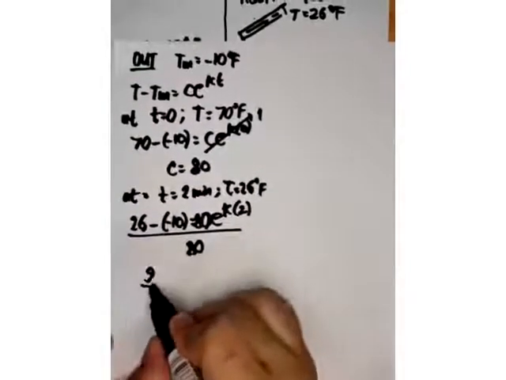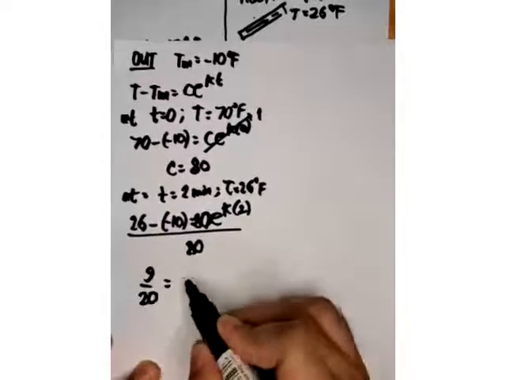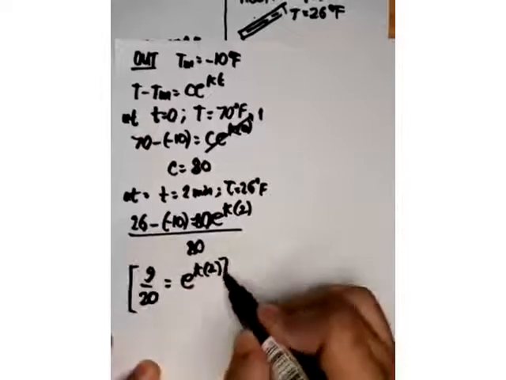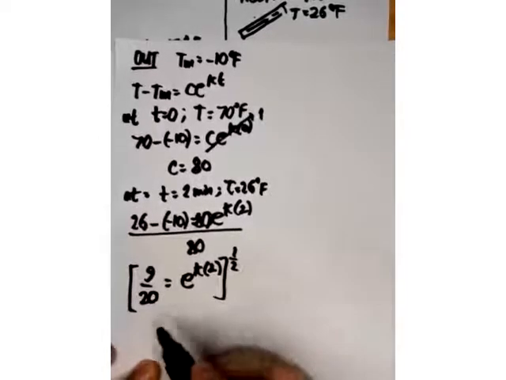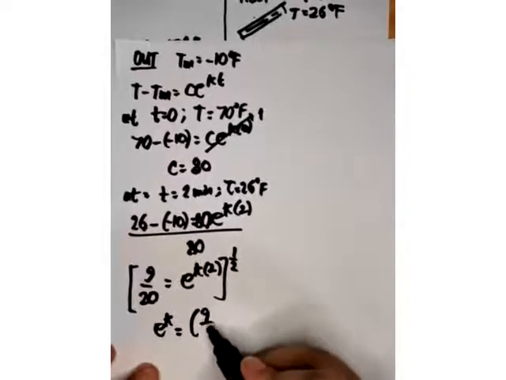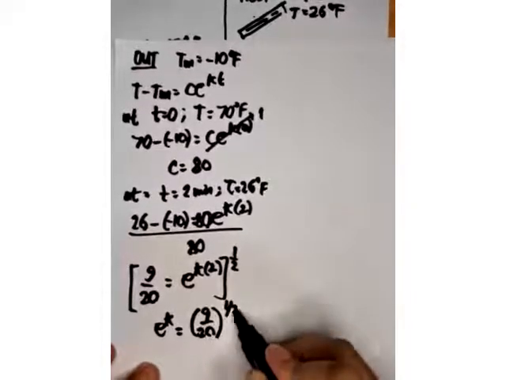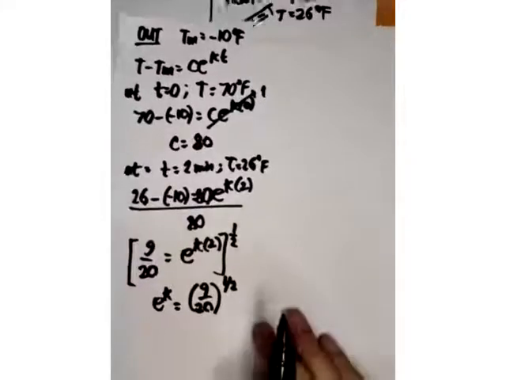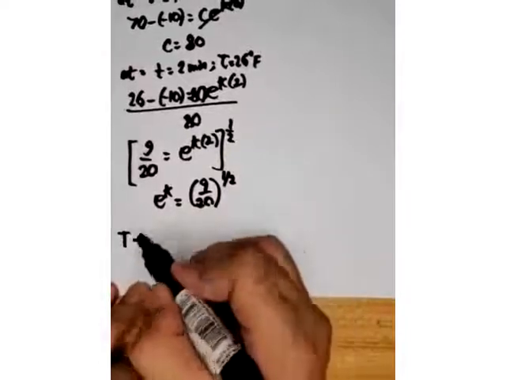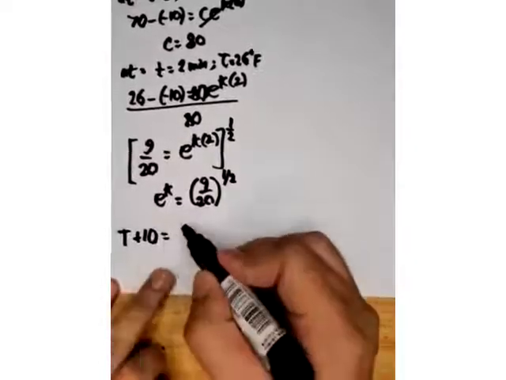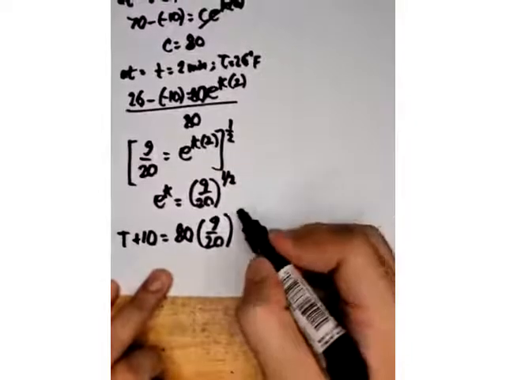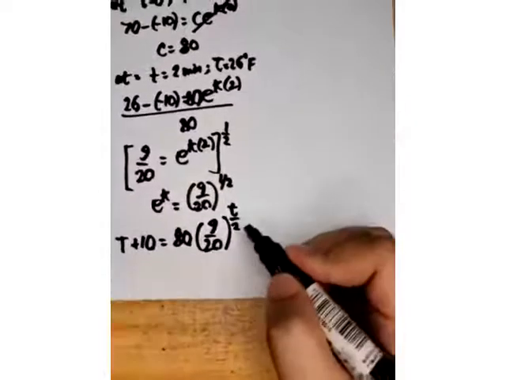Okay. 9/20 is equal to E raised to K times 2. And then we'll just raise both sides by 1/2. So E raised to K is equal to 9/20 raised to 1/2. Okay. So therefore, ang formula ng sa labas ay T plus 10 is equal to 80 times 9/20 raised to T over 2.